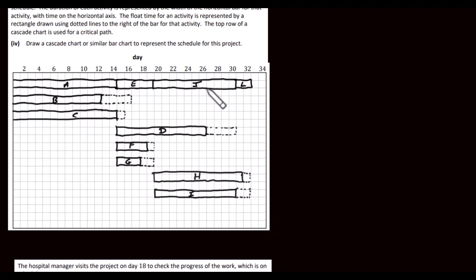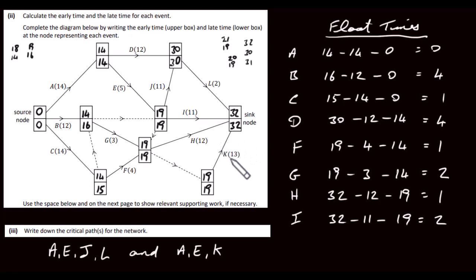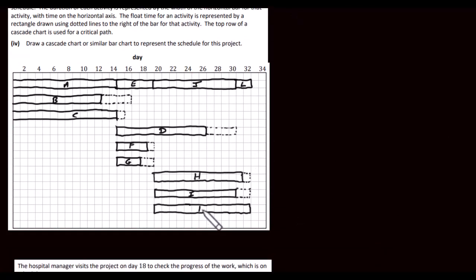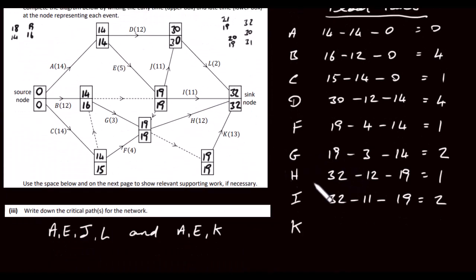Okay, J we've already done, so we just need K. So K is here, starts on day 19 as well, and has a duration of 13. So 19 out to 13. This is K. And its float time is going to be, we start at 32, we subtract 13, and then we subtract 19. And we should get 0, which we do.